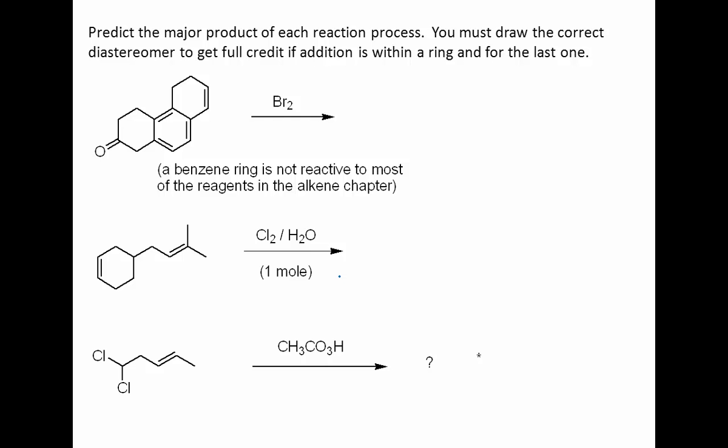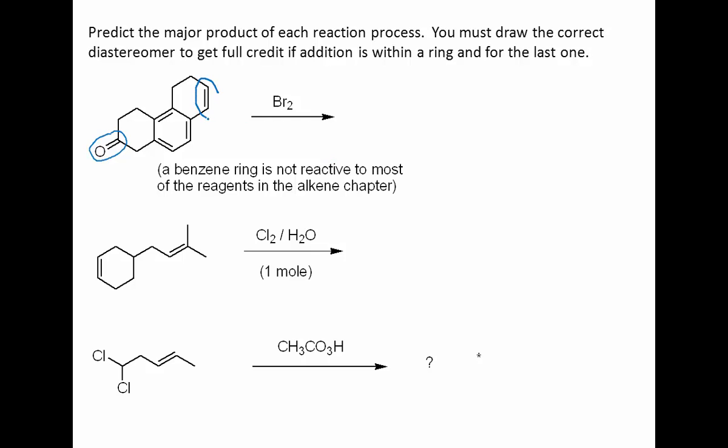Okay, so let's look at a problem here. This is just a classic problem. You should do it yourself, then pause the video and then restart it. You need to draw the correct diastereomer here when you're predicting the products, if the alkene is cyclic or if we're making a ring as in the last one. Okay, we want to draw the correct stereoisomer, be it cis or trans. And another important issue is that the benzene ring and this thing here, the C double bond O, are not reactive to any of the reagents in the alkene chapter.